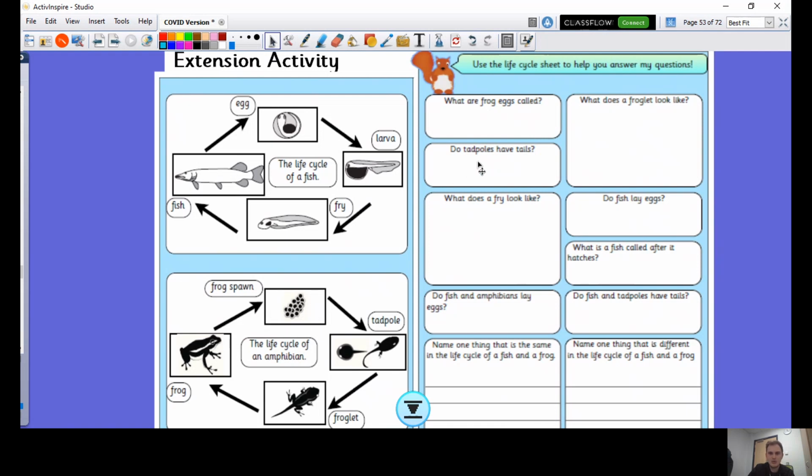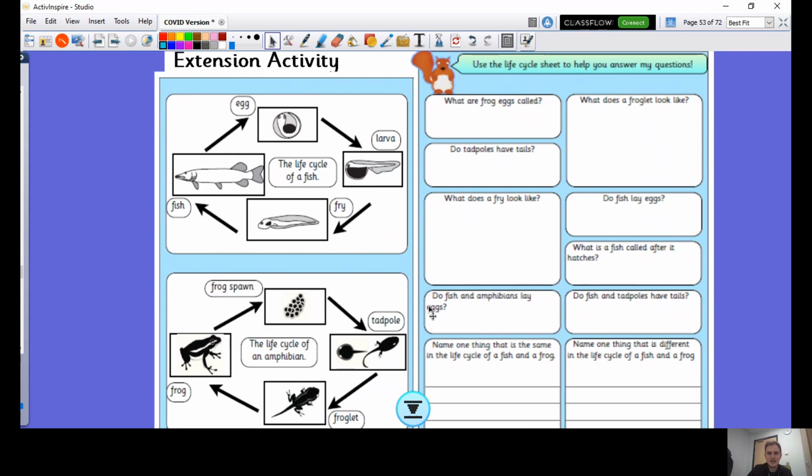There's the eggs. Do tadpoles have tails? Look back at the tadpole. Yes, they do. What does a fry look like? Look back for the fry. There it is. Can you draw that picture in there? Keep going through the rest of the questions.